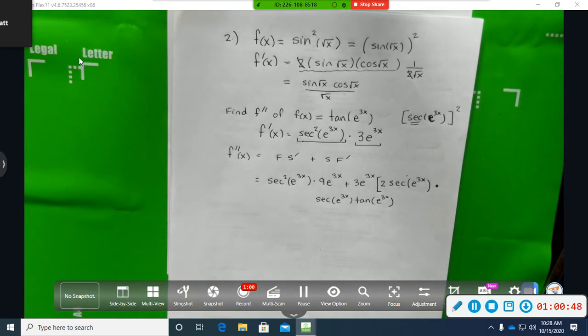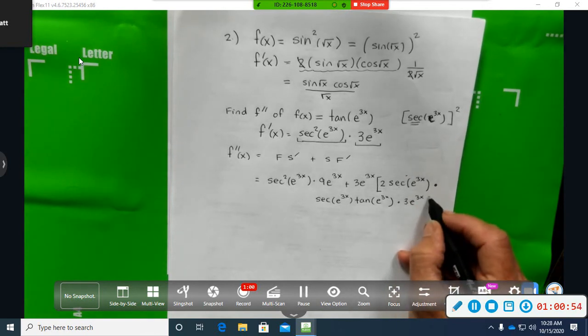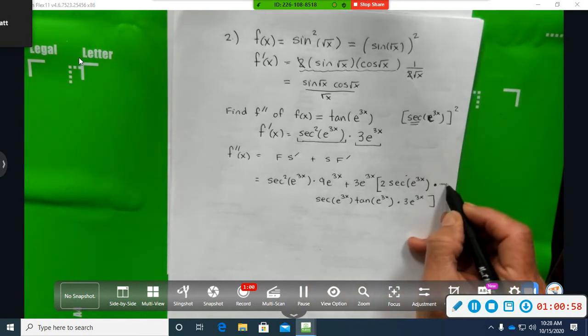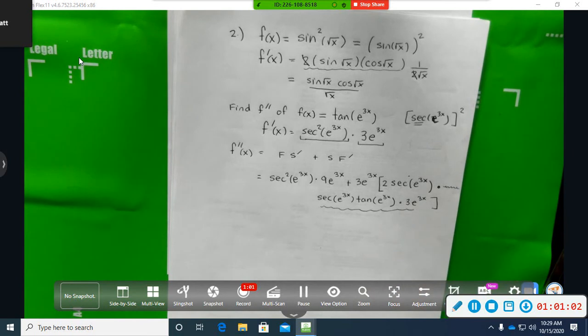Next, what comes next? E to the 3x times 3. And then I close it up. So all of this fits right in here. We ain't simplifying that. No matter how much you make me, I'm not simplifying. It's not hard. Not hard? No. Okay, then I guess no matter how much you make me, I'll simplify it.